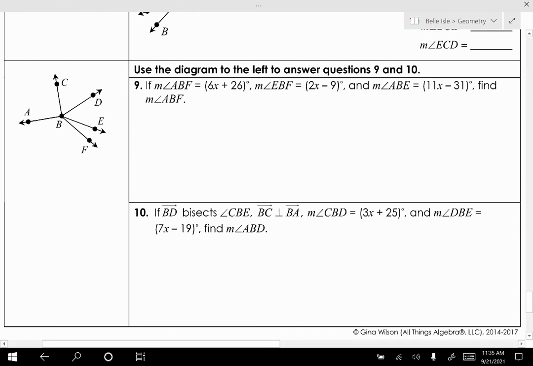Okay, so as we start to look at these diagrams that have more lines and segments and rays and a bunch of different angles intersecting each other, marking your angles yourself is a good way to keep track of it. So you know that if BD bisects CBE, it creates 2 congruent angles, right? Hopefully we know that.